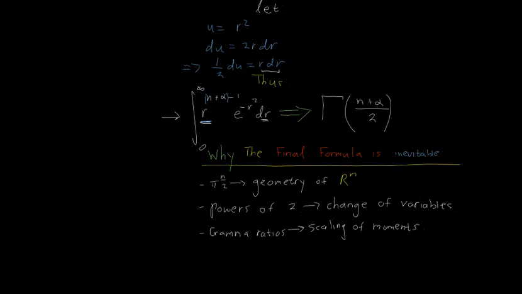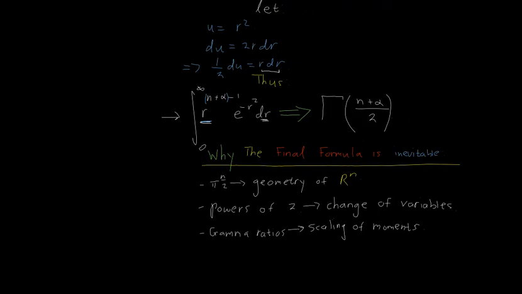All right, so why is this important? Why is the final formula inevitable? Now this formula is inevitable because pi to the n over 2 power implies a certain type of geometry of Rn. That's just what it does. The reason is that if you're dealing with functions in n, you should be getting something of Rn. So pi to the n over 2 implies a geometry of Rn.